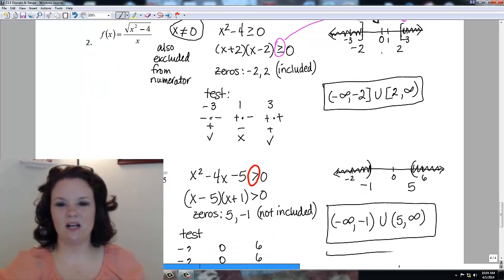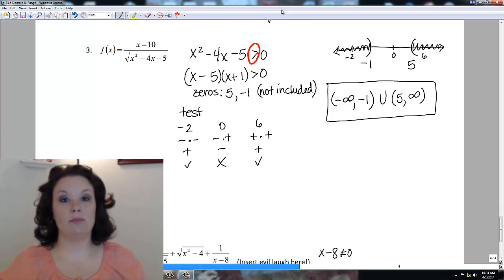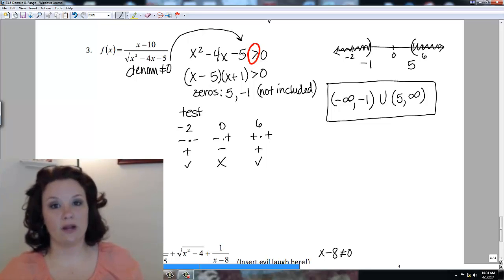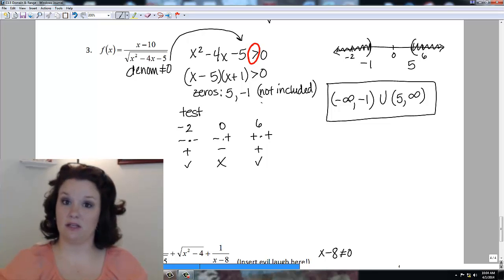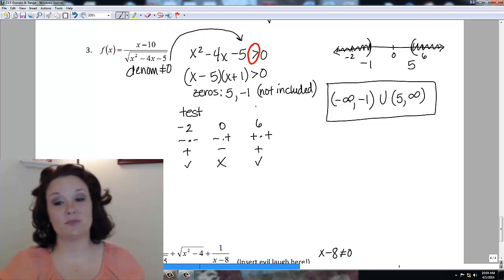On number 3, I have an even root, but it happens to be in the denominator. Remember, the denominator cannot equal 0. So if it can't equal 0, then when I solve my root, I can't use the equal to bar that I normally would. It has to be strictly greater than 0. So I find my zeros, which would be +5 and -1, and here they're not going to be included because they would make the denominator 0. So I'm going to use parentheses.